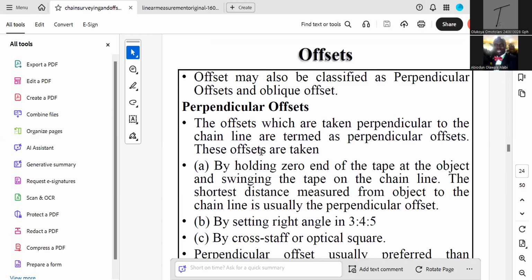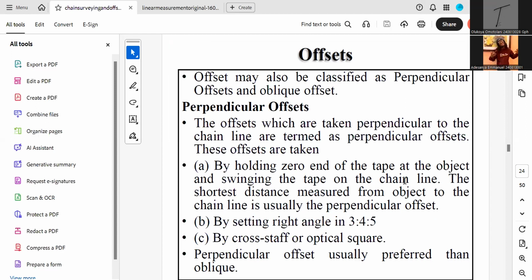These offsets are taken by holding the zero end of the tape at the object and swinging the tape on the chain line. The shorter distance measured from the object to the chain line is usually the perpendicular offset, by setting right angles in the ratio 3:4:5. Can you see? Then by cross staff or optical square.